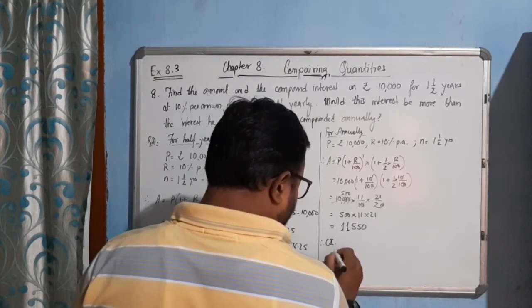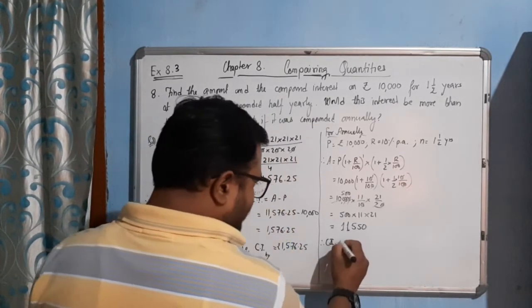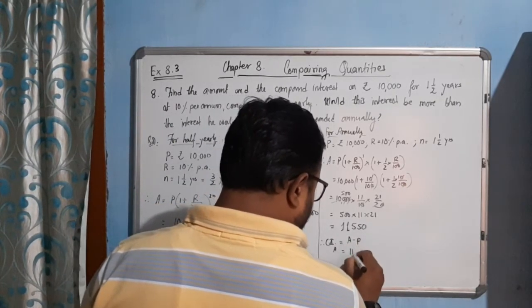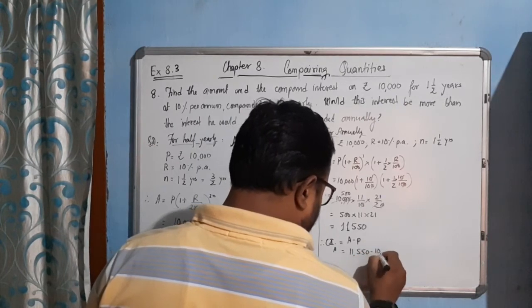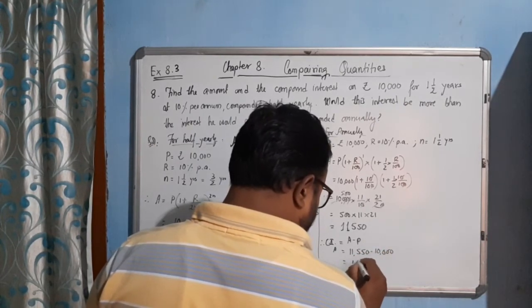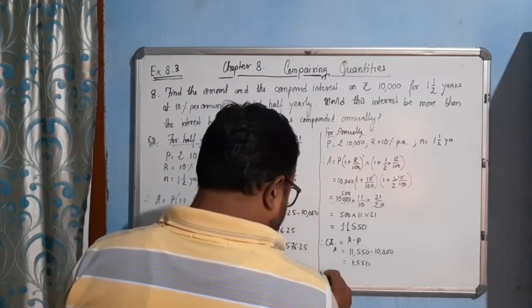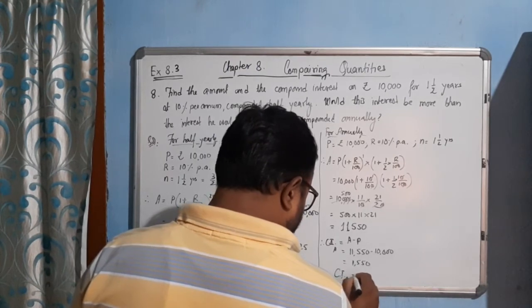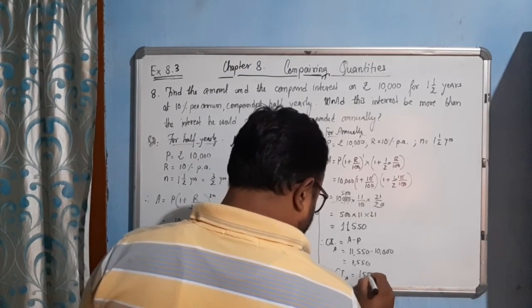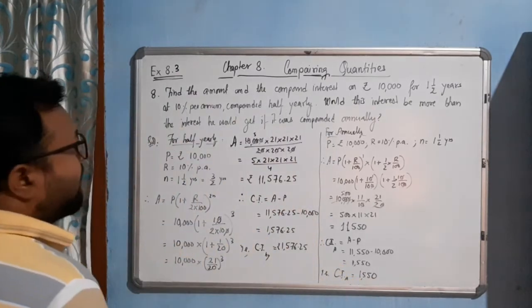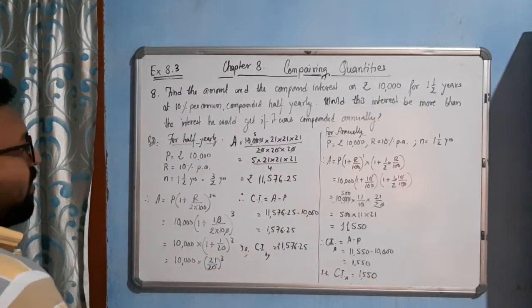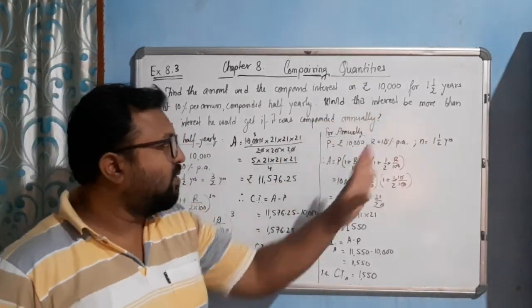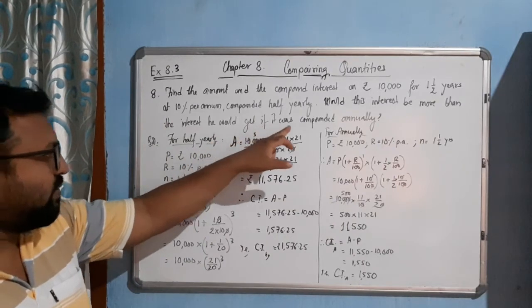Therefore CI for annually, A minus P, how much will you get? 11,550 minus 10,000 equal to how much? 1,550. That is CI, compound interest annual, equal to 1,550. So the question says, would this interest, this one, be more than the interest he would get if it was annually?